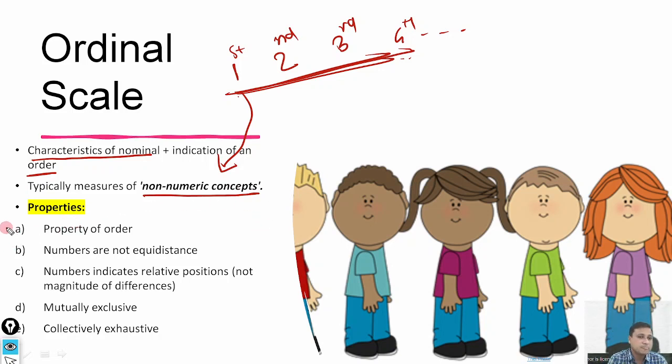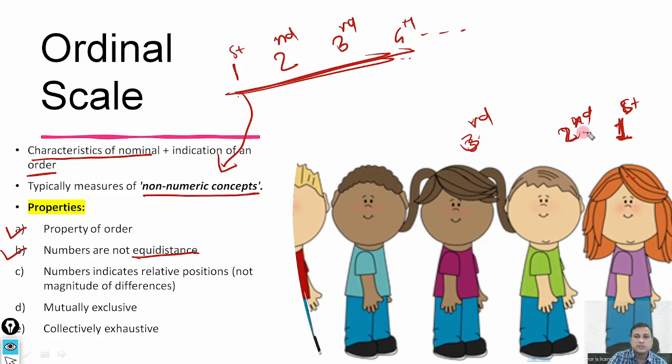What are the properties? It carries the property of order. Yes, first, second or third. So that way it has the property of order. Numbers are not equidistant. What does that mean? Suppose I have taken one examination and the scores are there, and then I have announced that this boy is first from my class, this boy is second from my class, this girl is third from my class.